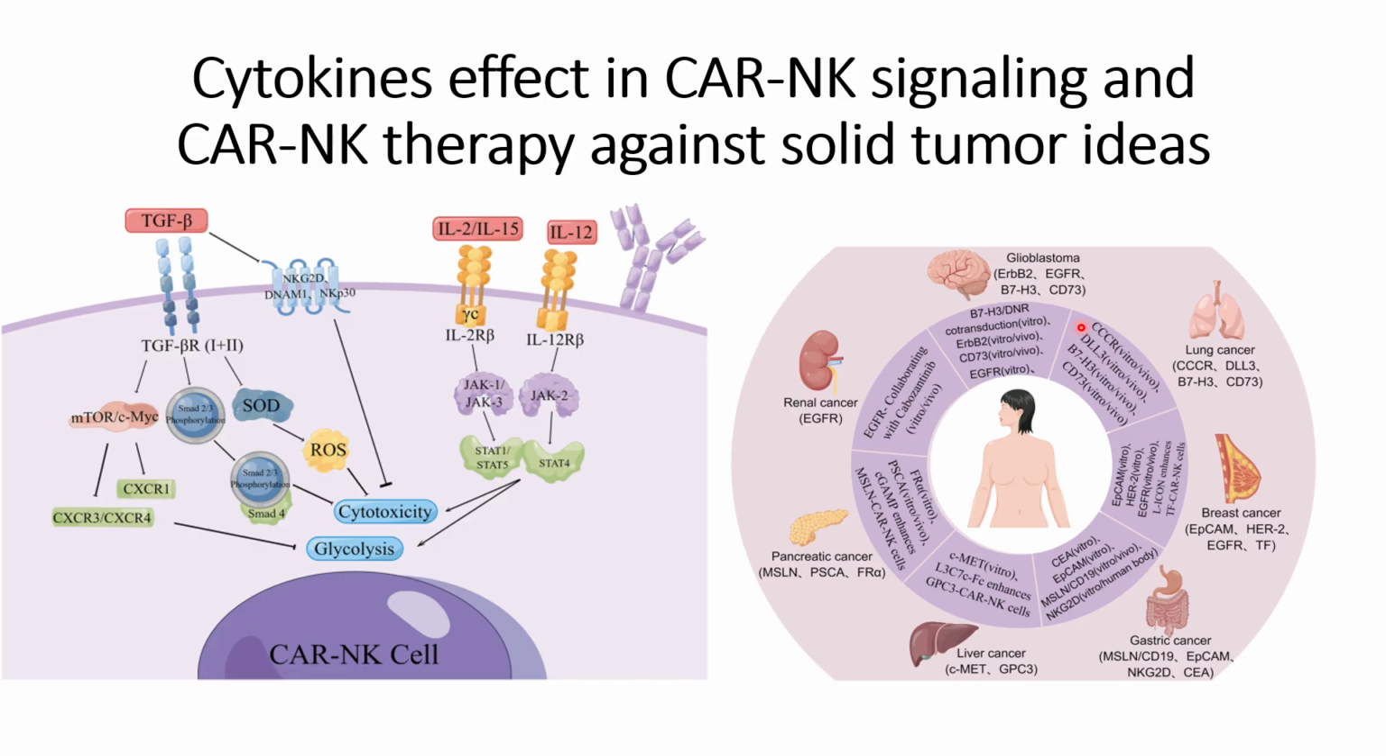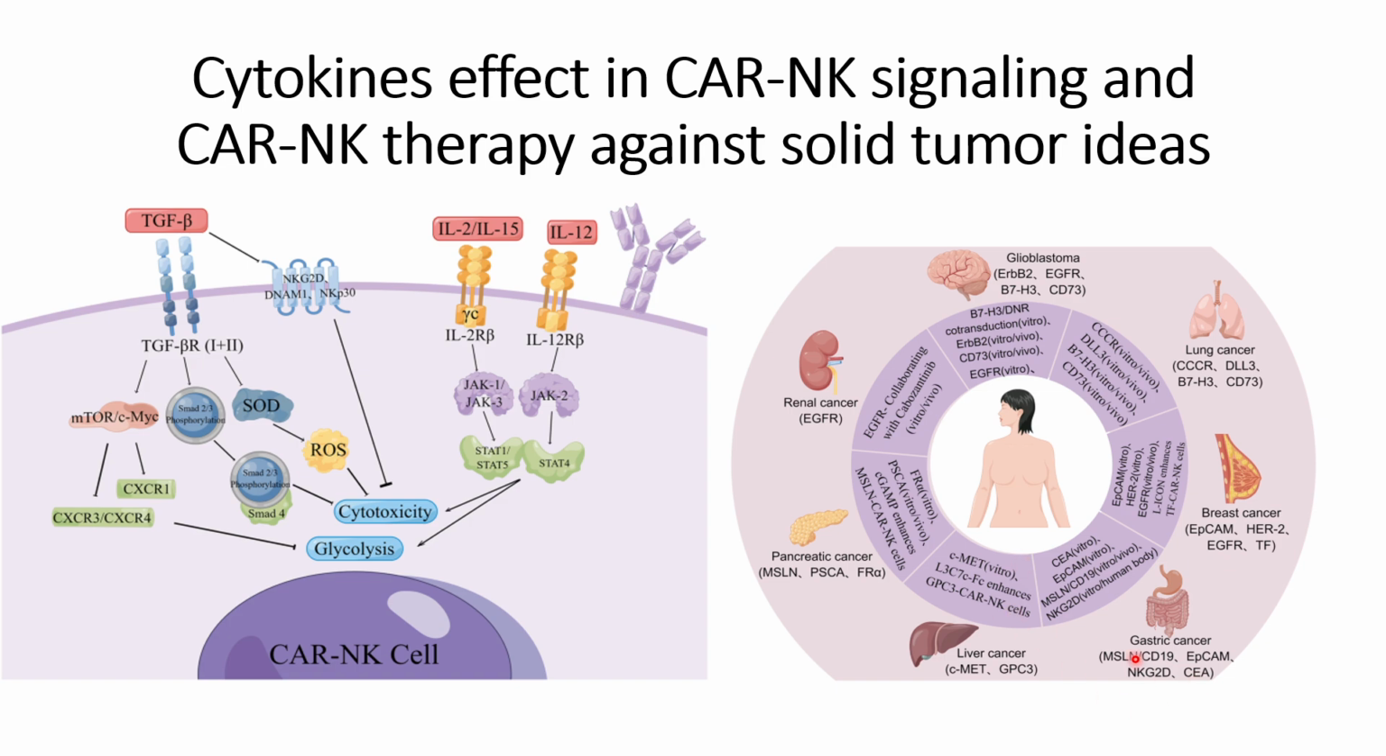For lung cancer, the prominent targets identified are CCCR, DLL3, B7H6, H3, and CD73, and they show promising results in both in vitro and in vivo studies. Currently research is going on these 4 targets. For breast cancer, the targets are EPCAM, HER2, EGFR, and TF-CAR NK cells, and these are the prominent targets. Two of them show promising results in in vitro studies, and EGFR shows promising results in both in vitro and in vivo studies.